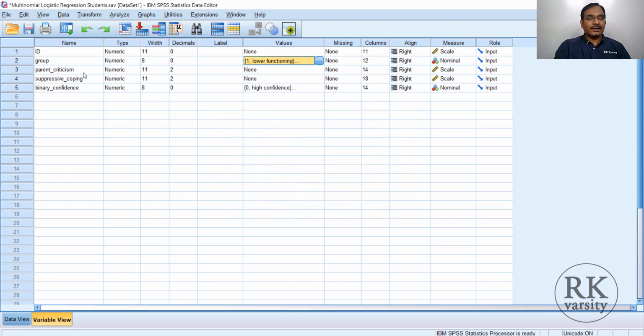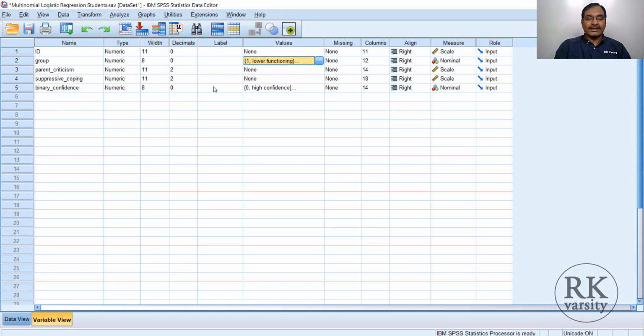Next is parent criticism. This is measured on a scale. Here parent criticism is, whenever a student makes any mistake in any activity, what is the level of parent criticism. This is measured on a scale of 1 to 5. And then suppressive coping behavior of the student. This is a self-assessment which is again measured on a scale of 1 to 5.